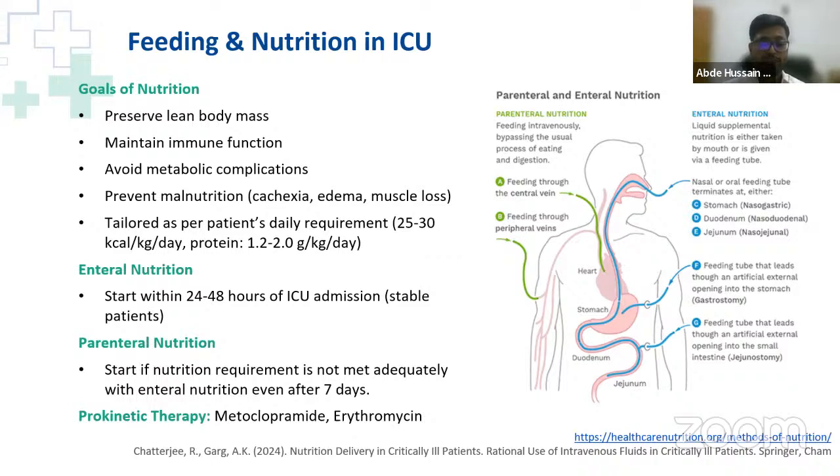So it is tailored to the patient's daily requirement, which is a calorie requirement of 25 to 30 kilocalories per kg per day, and a protein requirement of 1.2 to 2 grams per kg per day. There are two methods to provide this nutrition. First is enteral nutrition, where we put in the Ryle's tube and start within 24 to 48 hours of ICU admission, most likely in stable patients. In patients where we cannot provide enteral nutrition, such as a surgical case or some complications, we need to switch to parenteral nutrition. Since we already have a central access, we can start the patient on total parenteral nutrition.